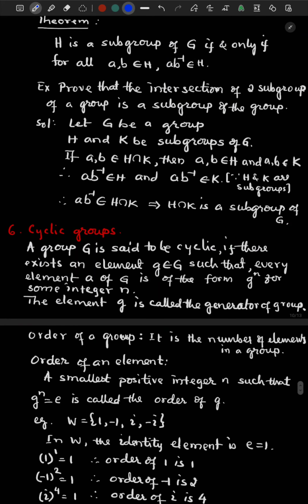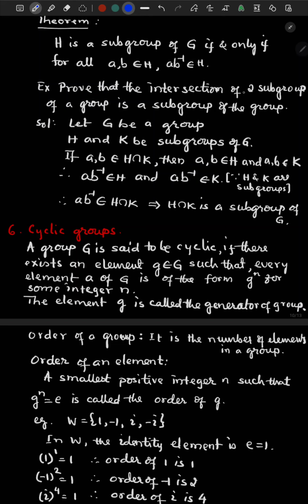There is one theorem which helps in future. The statement is: H is a subgroup of G if and only if for all a, b belonging to H, a b inverse belongs to H.